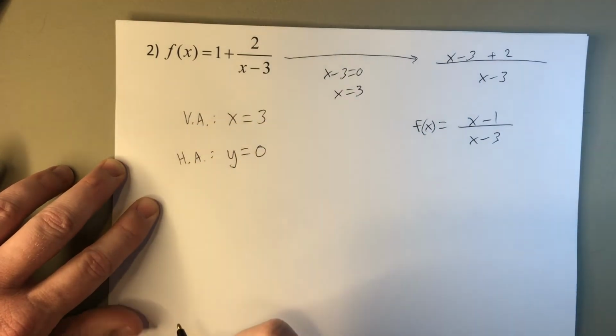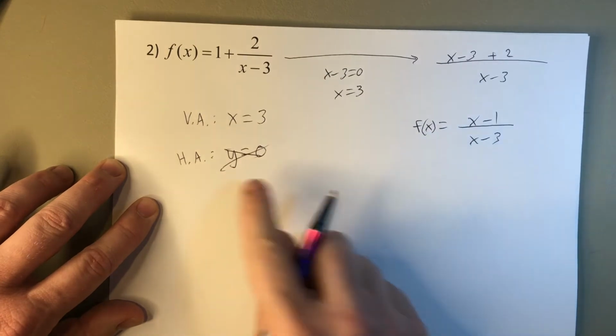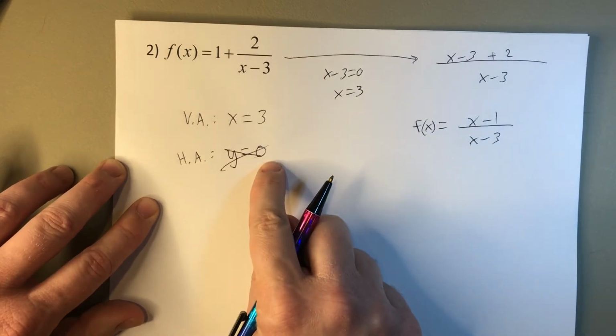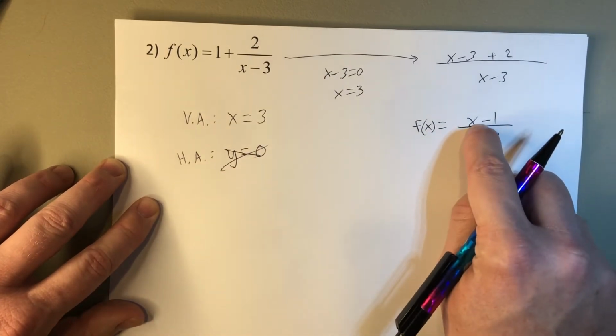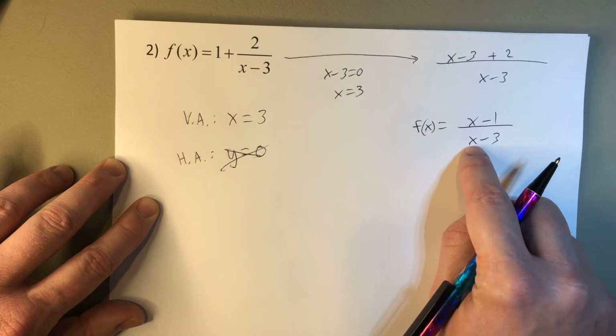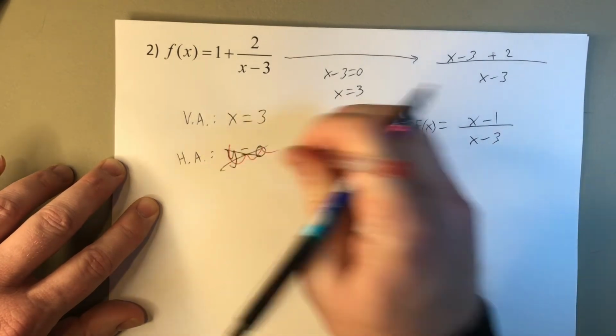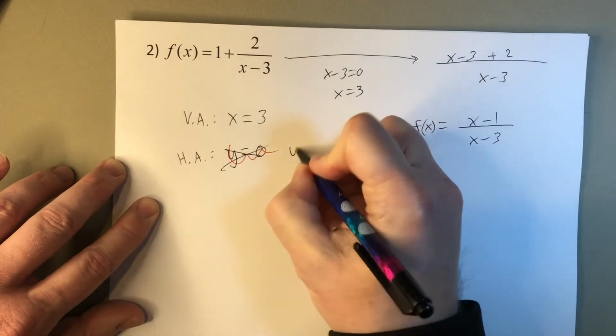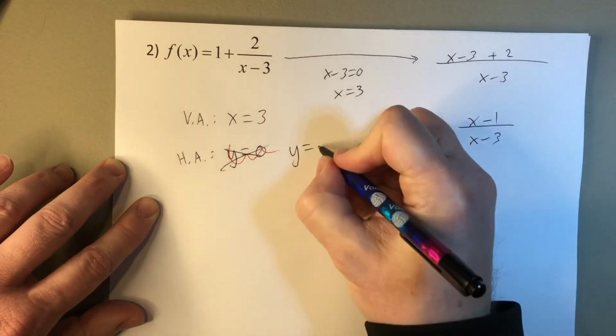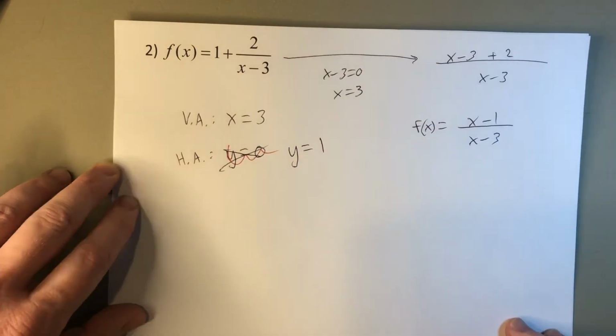At y equals 0? No. It'd be y equals 0 if what were true? If the degree of the top were less than the degree of the bottom. Okay? No, this isn't right. What is the answer? Yes, very good. y equals 1 over 1, or 1. This is correct.